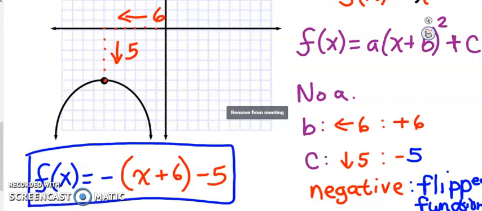And so with that, just make sure you guys remember, when it comes to these functions, you have to remember your transformations and be able to put the function together. All right.